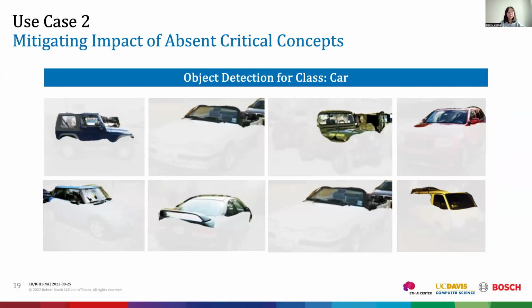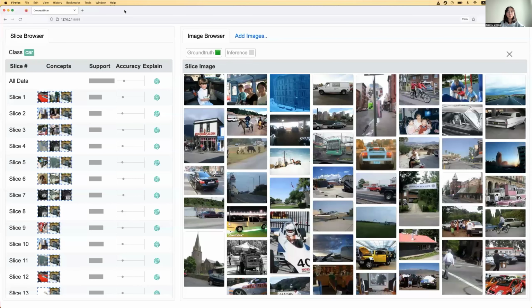As an additional use case, we can illustrate the use of ConceptSlicer to address poor model performance caused by the missing of a critical concept. When using ConceptSlicer to analyze the car class, we noticed that the model's overall performance is not acceptable. By checking the slice browser, we find that the underperforming slices were constantly associated with the absence of the same concept, 440. The vision language model suggests these concepts may correspond to car, truck, or TV monitor.